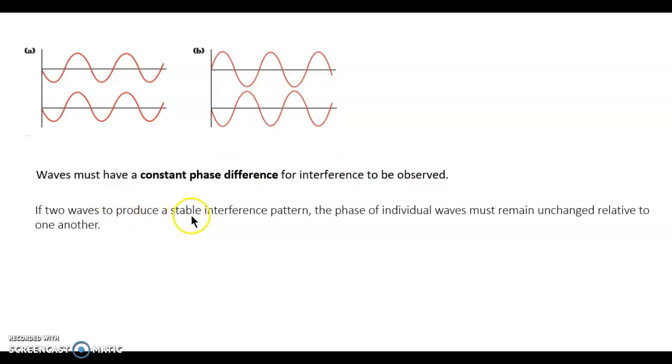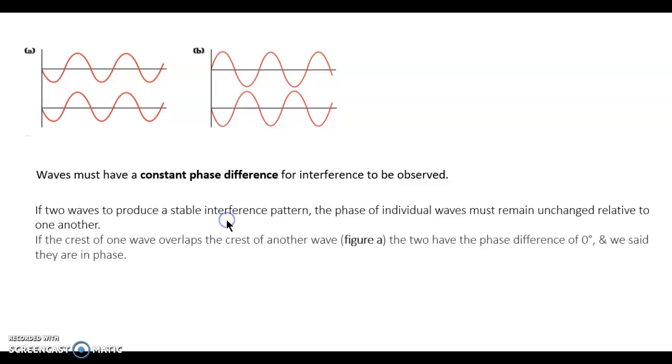For two waves to produce a stable interference pattern, the phase of individual waves must remain unchanged relative to one another. So the phase must be unchanged. If the crest of one wave overlaps the crest of another wave, figure A here, crest and crest, and trough and trough, crest and crest, the two have a phase difference of 0 degrees, and we said they are in phase. We saw that in the simulation program previously.